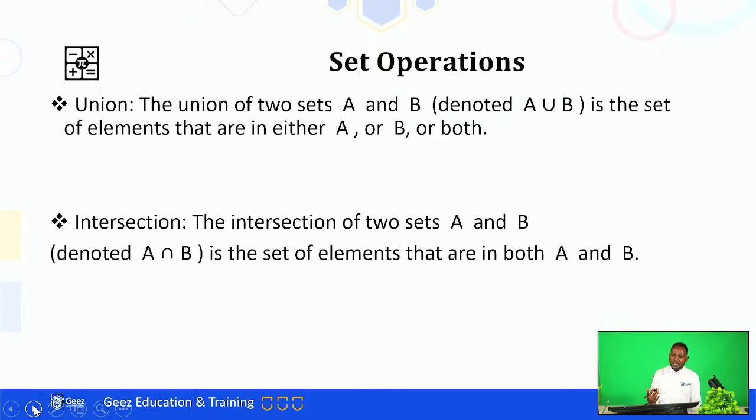So when do we say A union B? The union of two sets A and B is a set of elements that are either in A or in B. Or in other words, the set which contains every element of A and every element of B. This is called A union B.